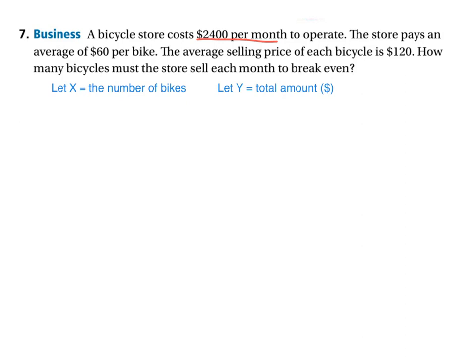So we've got this cost of $2,400 per month, but then there's also this cost of $60 per bike on average. So if we wanted to write the total amount Y that the store had to spend on what they need to run their business, we would say that they are going to pay $60 for every bicycle, and the bicycle, as you can see up top, is X, the number of bikes, and then they will have to add a one-time cost per month of $2,400. So that's one of the equations for this.